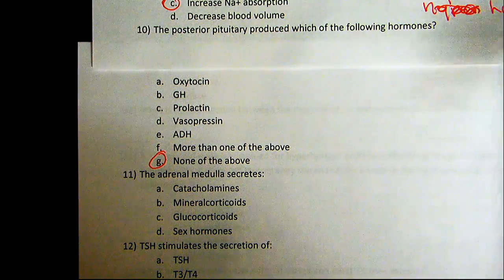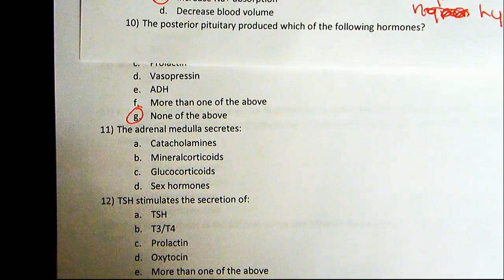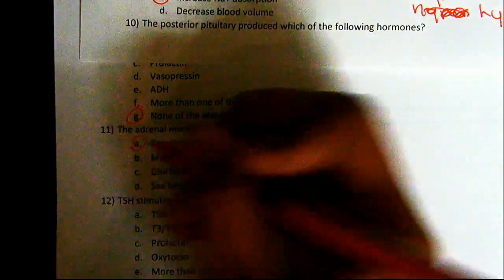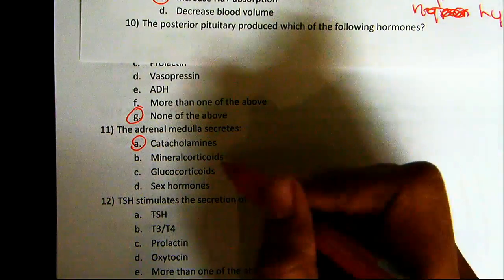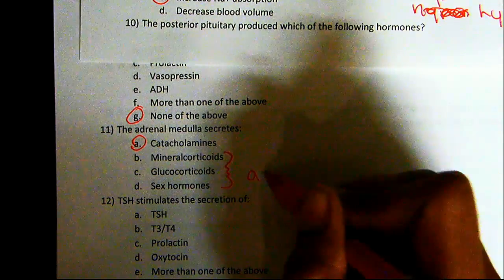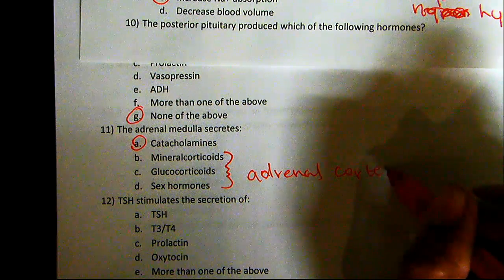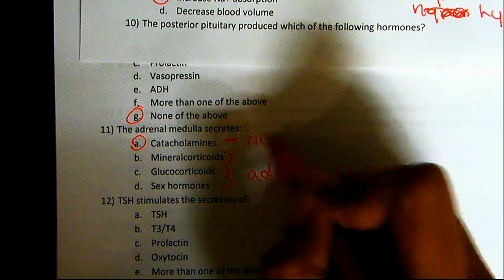So the adrenal medulla, number 11, the adrenal medulla secretes what? So where is B, C, and D secreted from? Good. So these 3 are secreted from the adrenal cortex. So the catecholamines here are going to be norepinephrine and epinephrine.